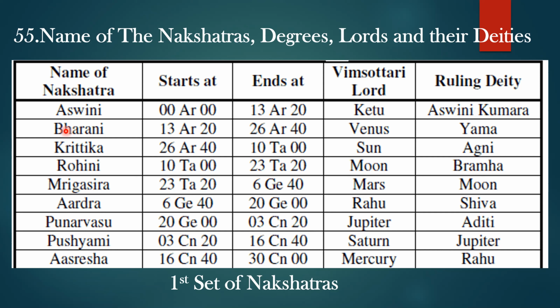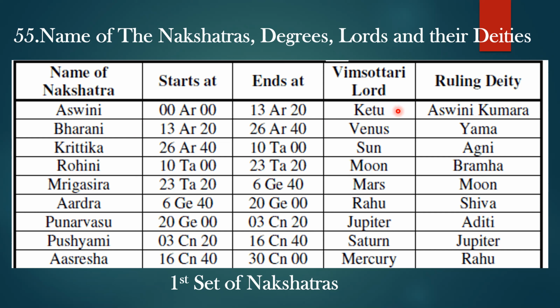Who are born in Bharani? Venus. It's the same set. You must remember this one. 55, 54 is the very important thing. Don't need to go for nakshatra remembering. At one point, you will remember it. I will give the tricks and tips to make it very easy for you. But here, you must remember these things: 55 chapter, must.